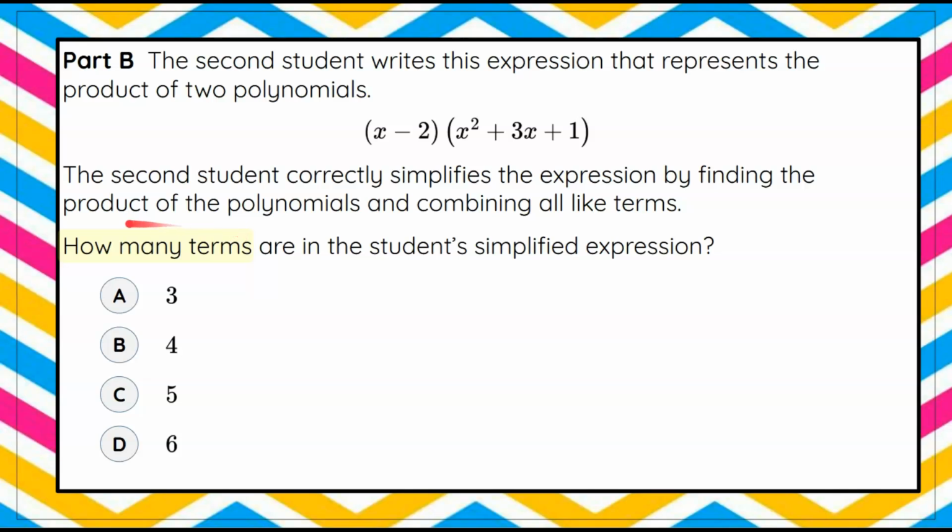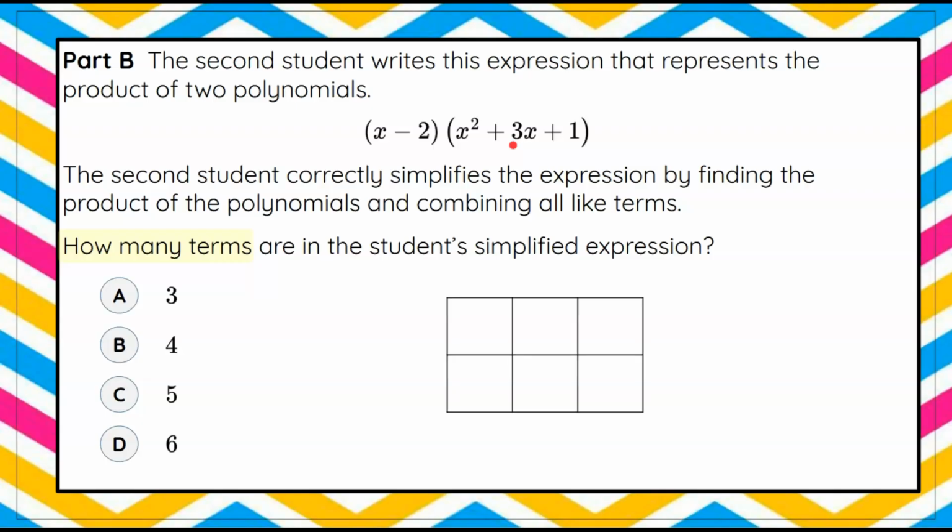So again, we're focused here on how many terms are in the simplified expression. So to multiply this binomial by this trinomial, I'm going to use the area model to organize my work. So I'm going to multiply. First, I have my x and my negative 2. And then in my trinomial, I'm going to have x squared, positive 3x, and positive 1.